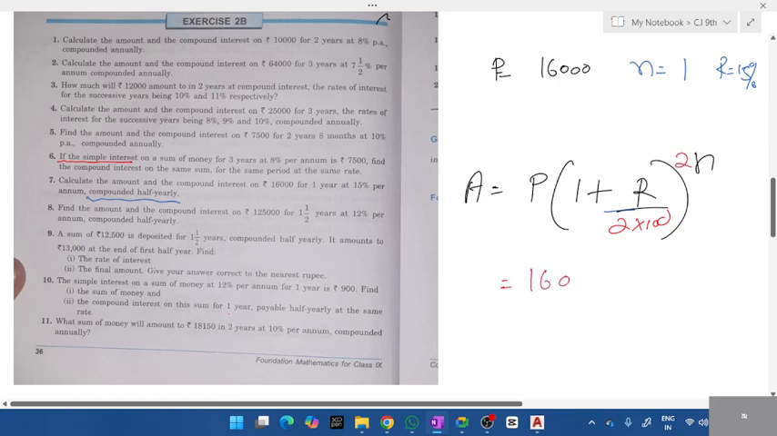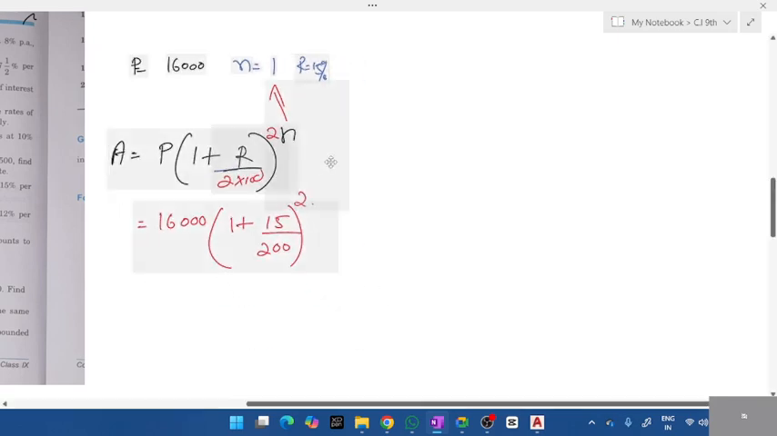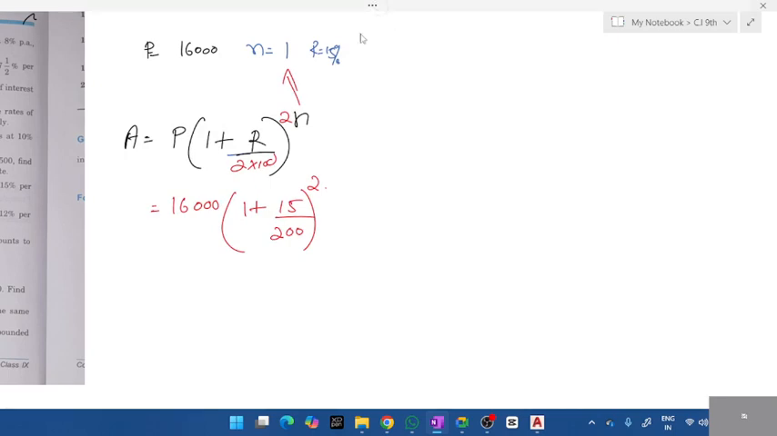All of you try this. 16,000 into 1 plus 15 divided by 2 into 100, which is 200, and the power is 2 into n. How much is 2 into n? 2 into 1 is 2. Calculate this. See, so simple. You just have to multiply n by 2 and divide r by 2. Once you find it, tell me.